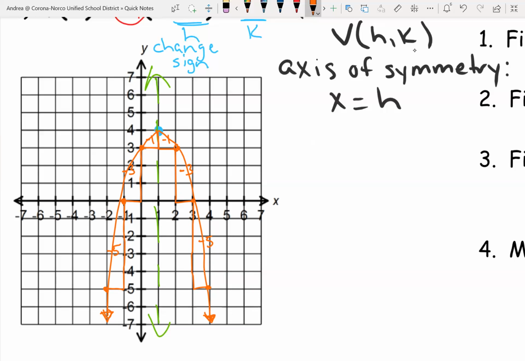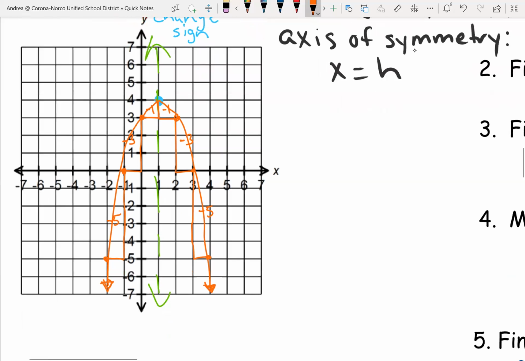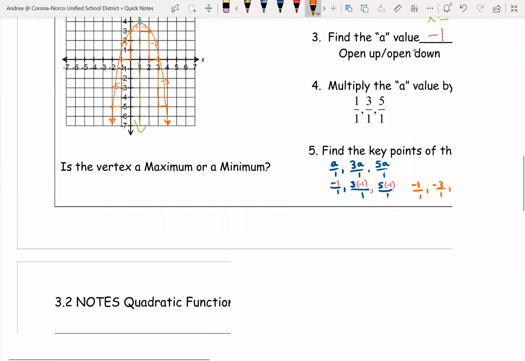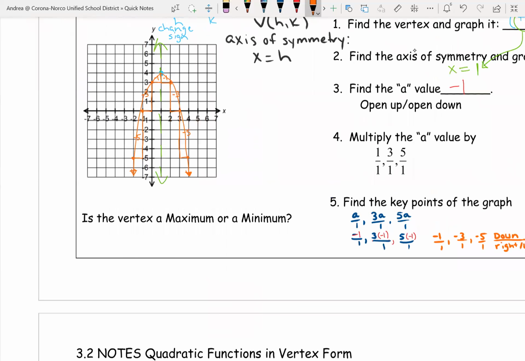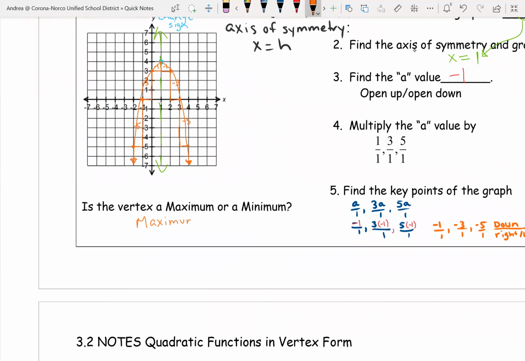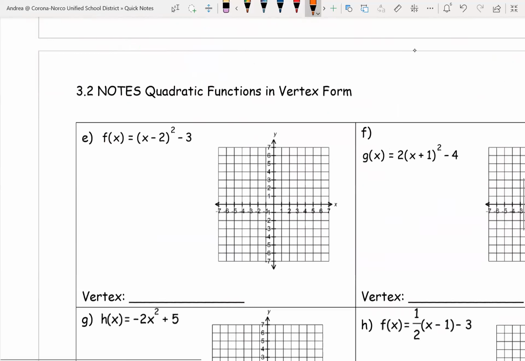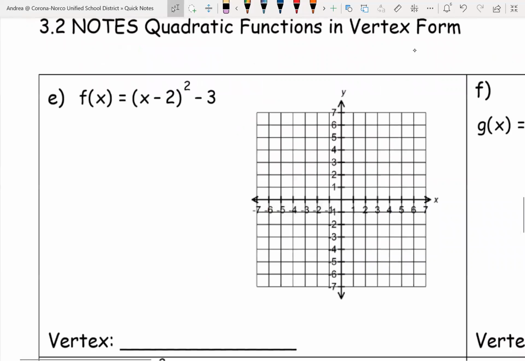Any questions over that? Okay, let's try another one. Is this vertex a maximum or minimum point? It's a maximum point. Okay, let's graph another one. Same idea.